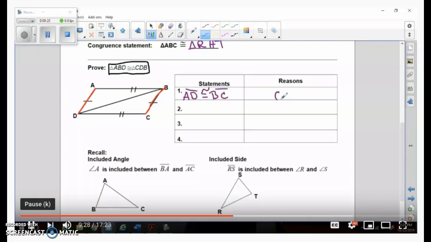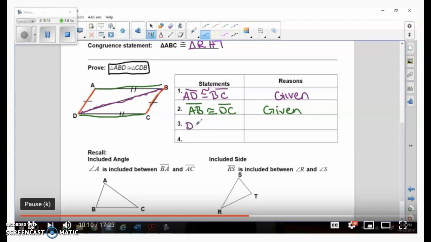There's always something that's given first. So if we say that AD is congruent to BC, that's given by the diagram. The diagram shows us with the hash marks which sides are congruent. So next we do AB is congruent to DC. That's also given because we can just see it on the diagram. Next, we have to match up this third side, which is BD and DB.